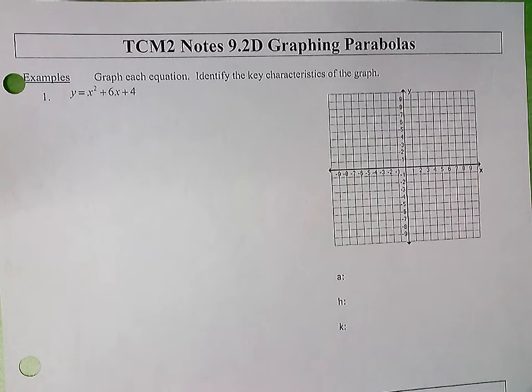Alright, so today we're going to do the same thing as yesterday, except you have to do an extra step before it. Yesterday your graphs were already in standard form. Today you need to put them into standard form and then graph them.